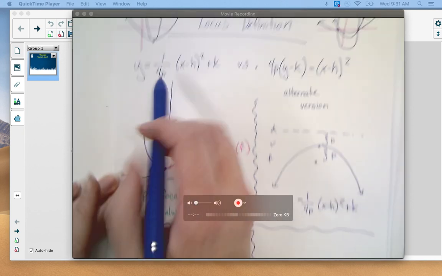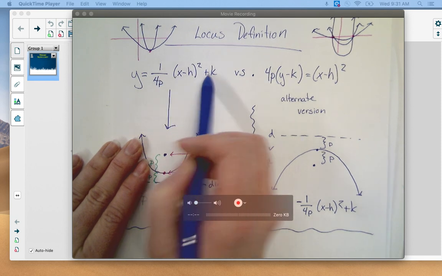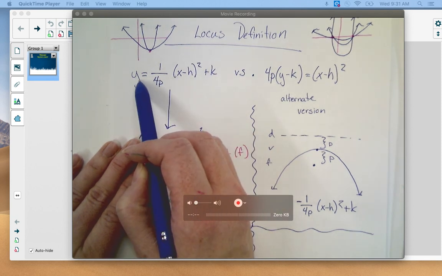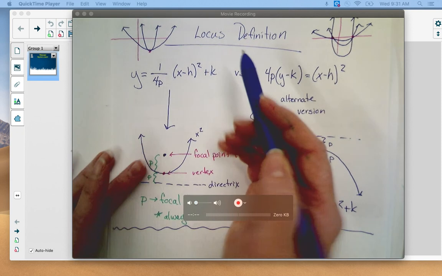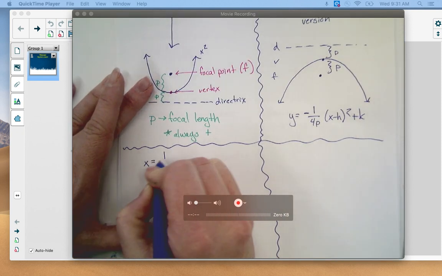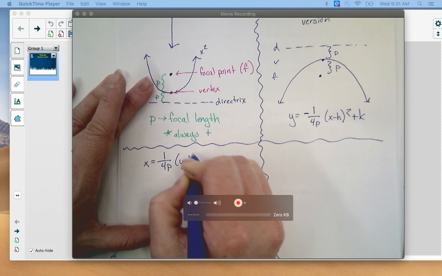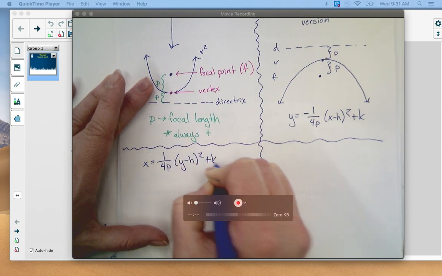So now it's not y equals 1 over 4p times the quantity x minus h squared plus k. It's x equals, so really the x and y are just switching. It's the inverse. So I would have x is equal to 1 over 4p times the quantity y minus k squared plus h.